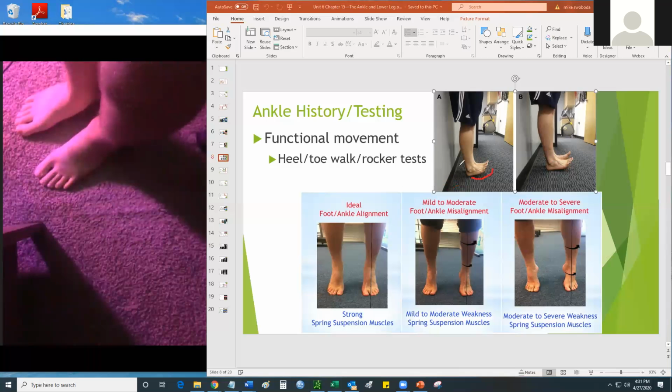So in this case, in picture A, you notice that both feet are equal. In picture B, you notice that the back foot is lifted a lot higher. That would suggest that the right foot or the forefoot here has some sort of injury to it or something's wrong with it.